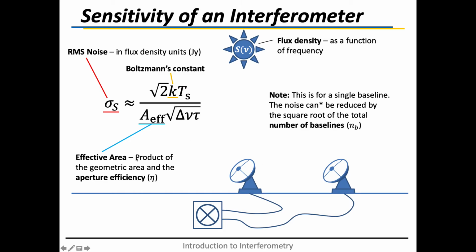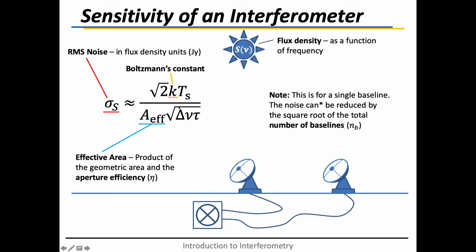So that is the geometric area of the dish. We have a 6-meter telescope, so, pi r squared, we have roughly 18 square-ish meters of collecting area times an efficiency factor. That aperture efficiency can range anywhere from about 0.5 all the way up to, I think, hypothetically 0.85. For the SMA, it's 0.75. And so all that, the effective area, multiplied by the square root of delta nu times tau, gives you basically the noise of the interferometer and what to expect from a single baseline.